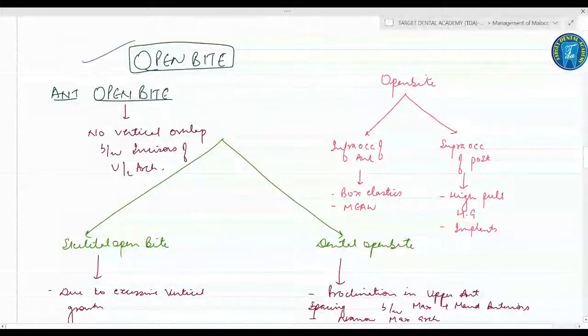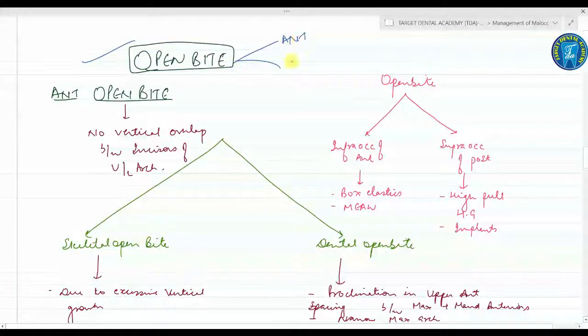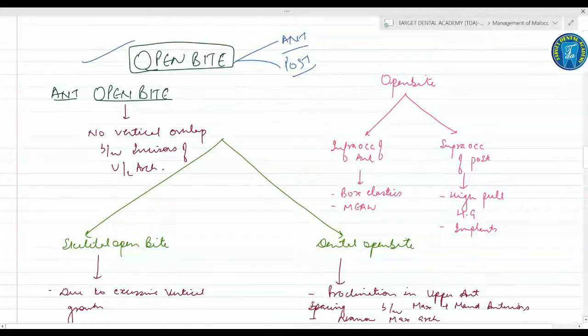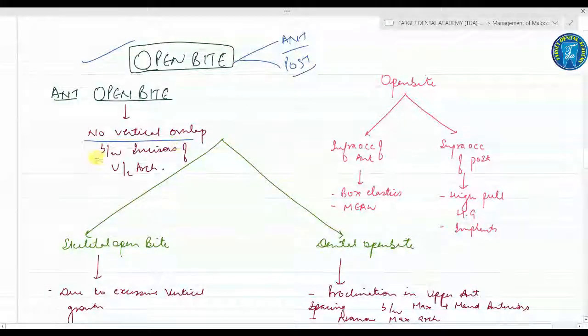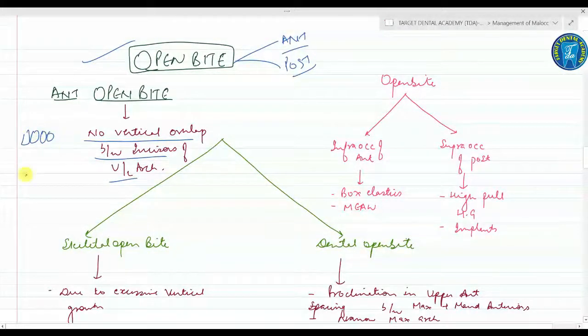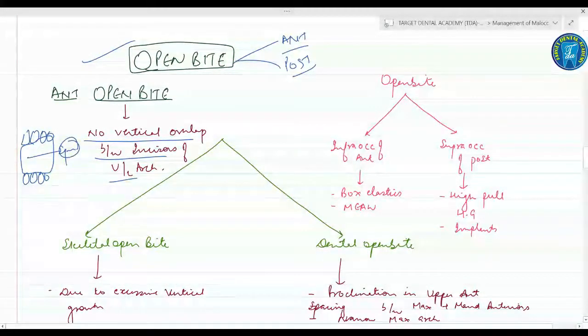Now next we are going to discuss the open bite. So basically we have two types of open bite. We have anterior open bite, we have posterior open bite, right? In the anterior open bite, there is no overlap between the incisors. These are the upper incisors and these are the lower incisors, so there is no overlap. It means you will have a space in between your upper and your lower incisor.